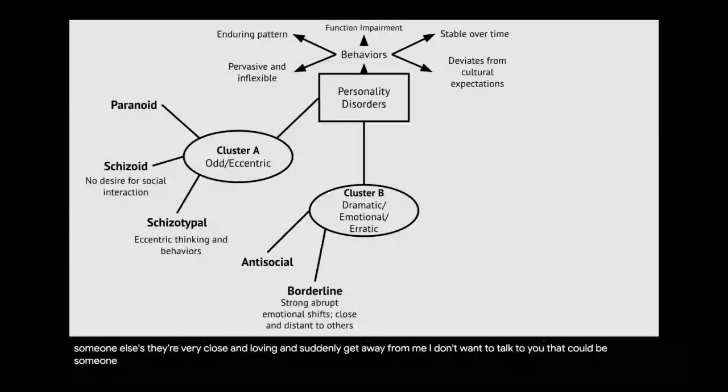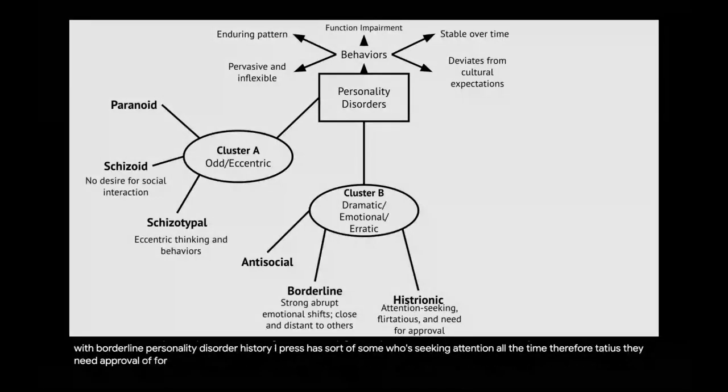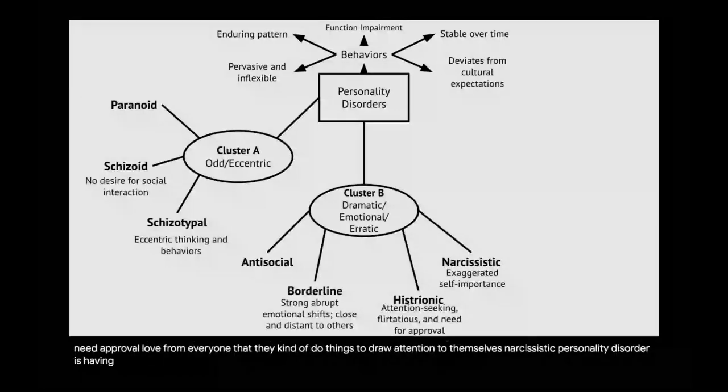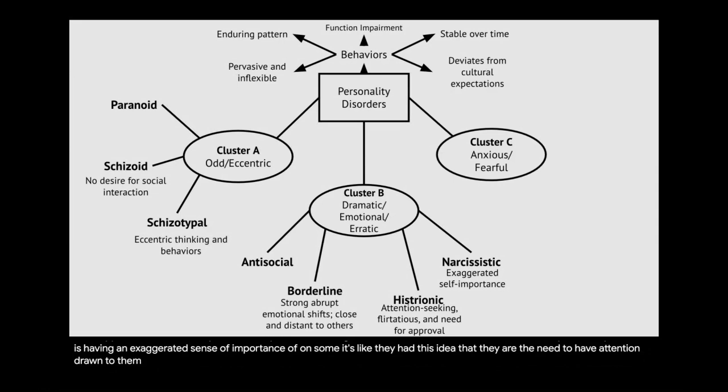Histrionic personality disorder is someone who's seeking attention all the time. They're flirtatious. They need approval and love from everyone. They do things to draw attention to themselves. Narcissistic personality disorder is having an exaggerated sense of importance of oneself. They have this idea that they are excessively important, and they need to have attention drawn to them.